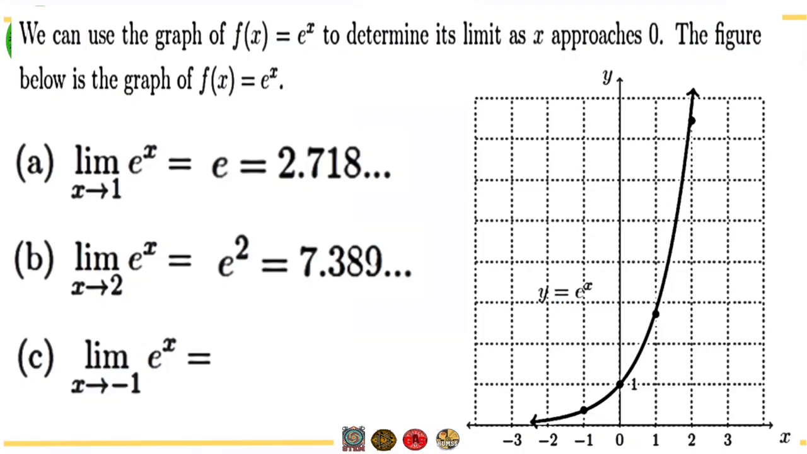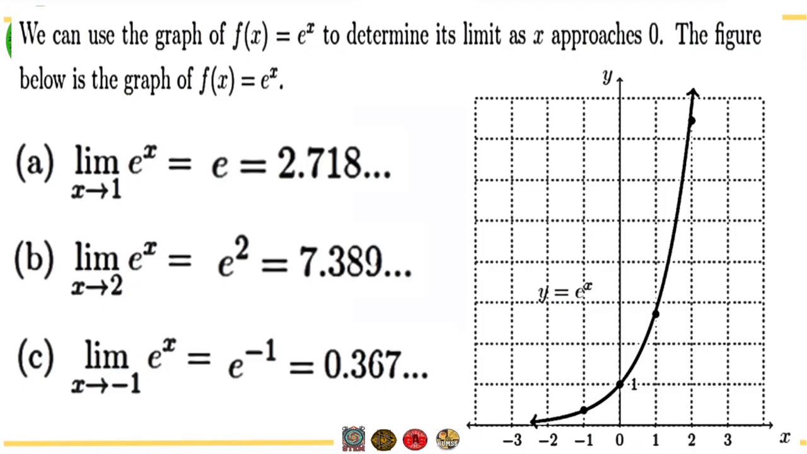And letter C, e raised to x, direct substitution, e raised to negative 1. If we look at the graph, we will investigate and check the graph. It is below, so f of x will be below 0.5, right? Oh yeah, 0.367. Okay, so that is how you evaluate the limit of e raised to x using the graph.